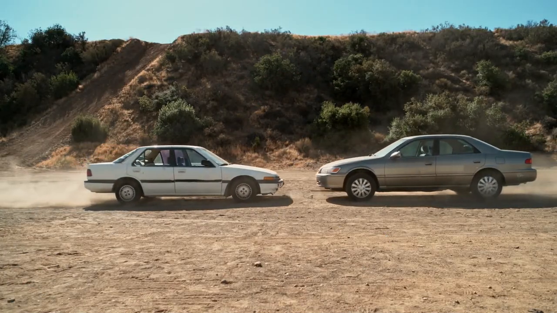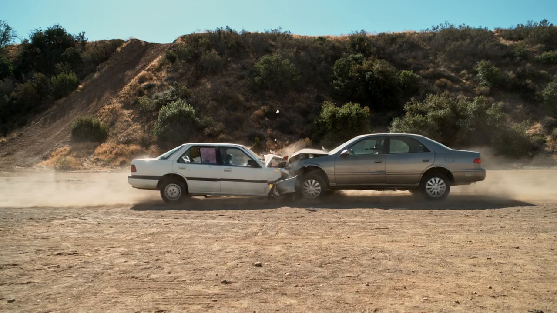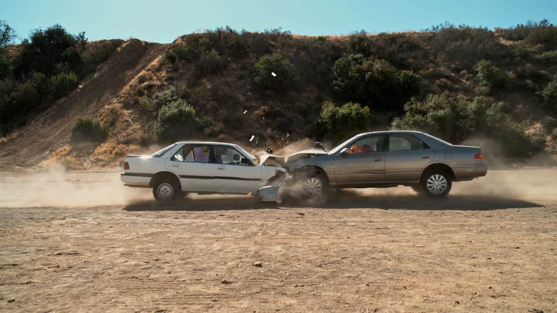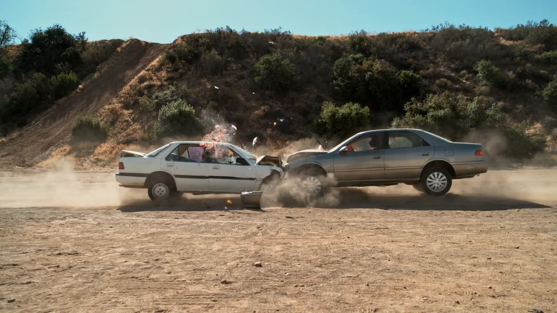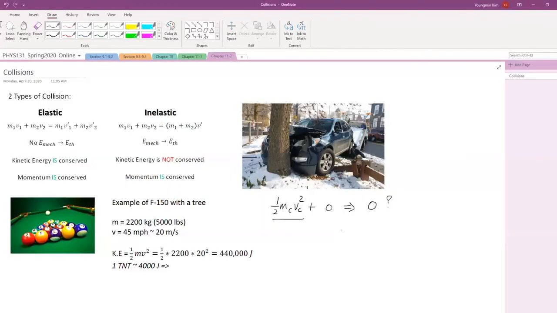And in this case, that thermal energy is what will deform or destroy both the tree and the car, and hopefully not the people inside of the car. But this is why a head-on collision is more deadly than other types of collision. Let me give you a concrete example using an F-150 truck running into a tree.